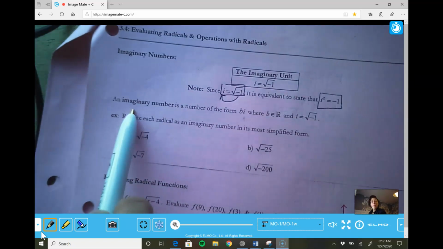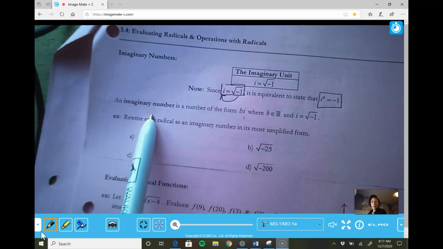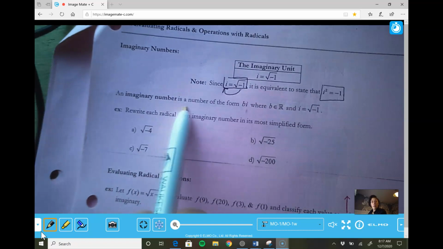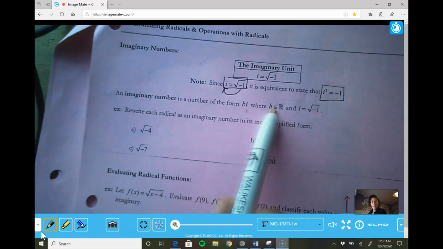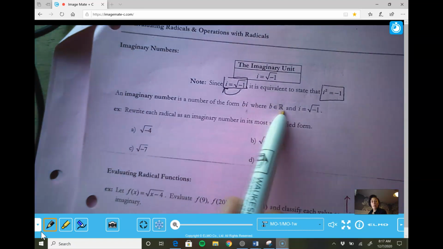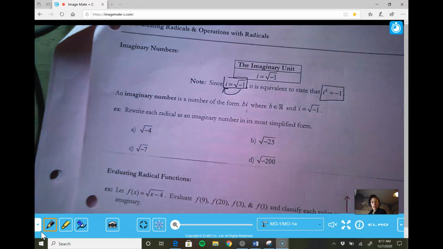So anyway, we've got real numbers and we've got imaginary numbers, okay? All right, so an imaginary number is in the form of bi. So b is actually a real number. That's what this is saying. b is the subset of all real numbers, and i is going to come from the square root of -1. So what we're going to do is we're going to rewrite these square roots that would normally be an error message on our calculator in its most simplified form.